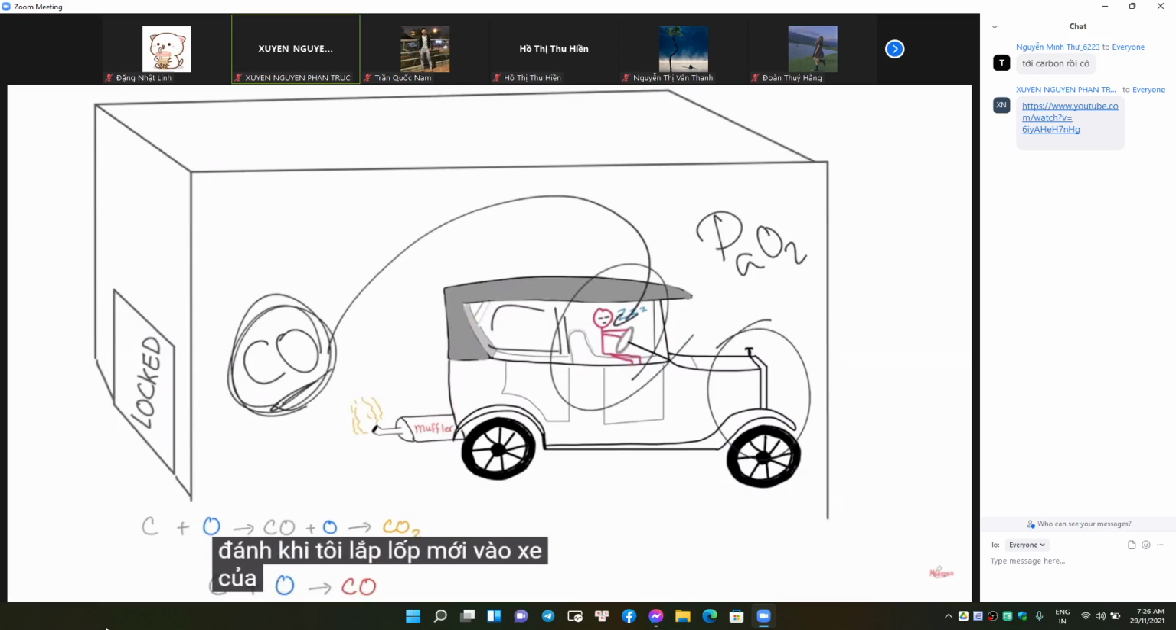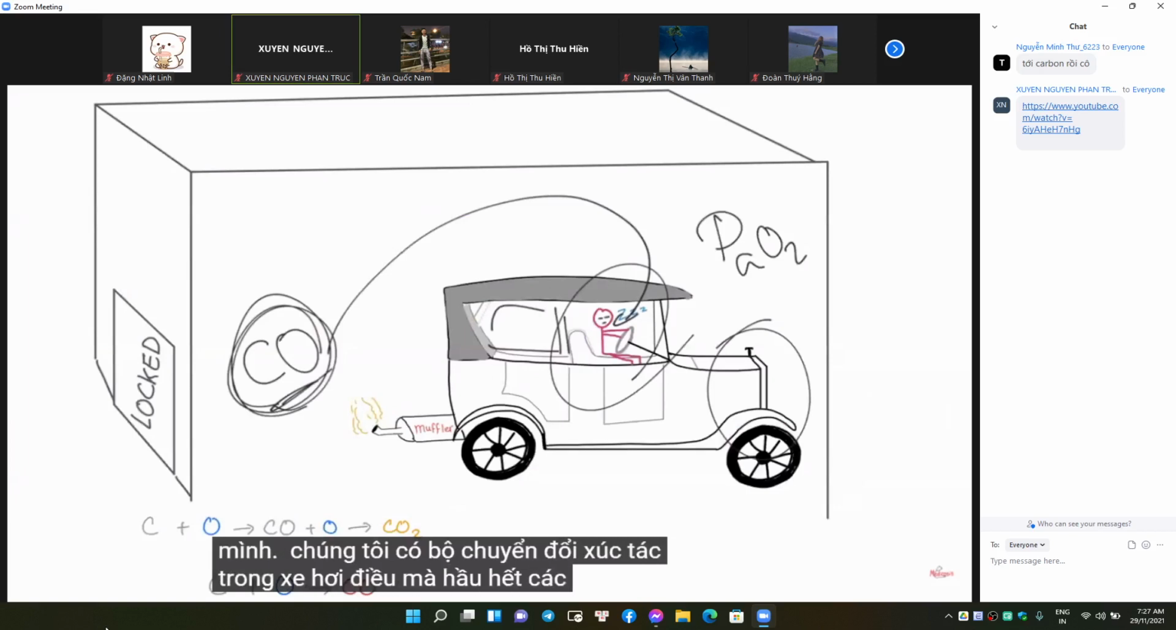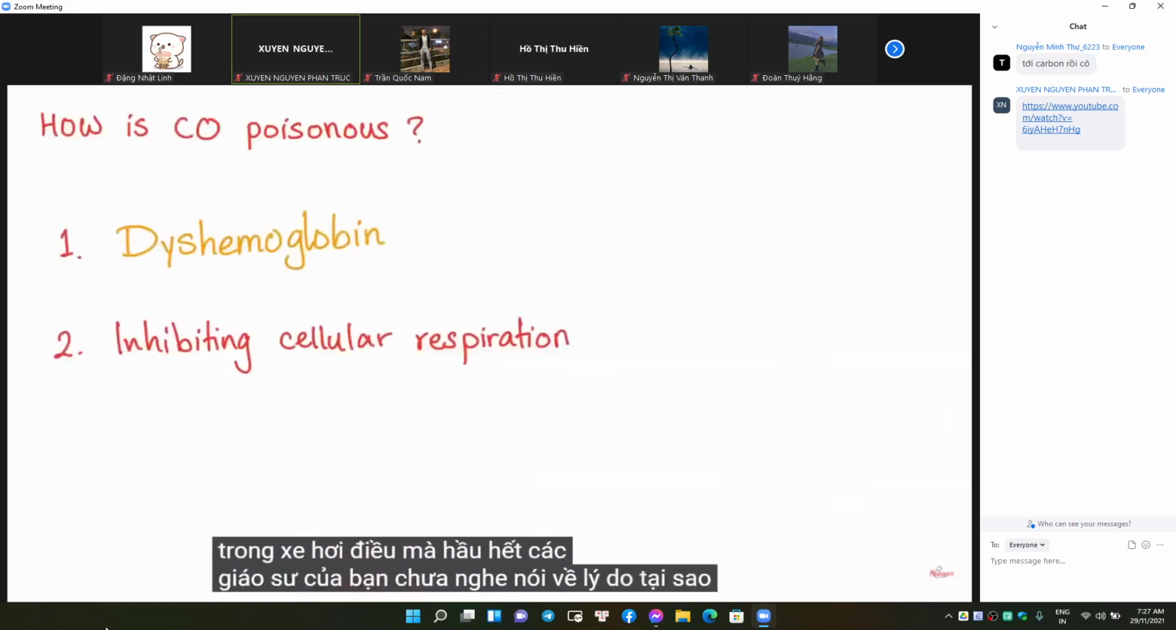Now, why is this story historic and doesn't work anymore? Because now, since 1975, we have catalytic converters in the car, something most of your professors haven't heard of.